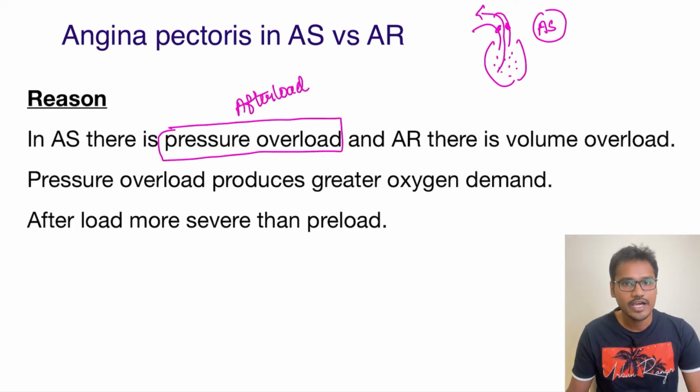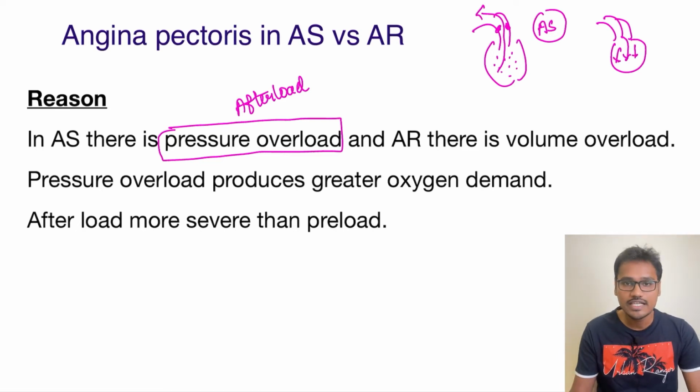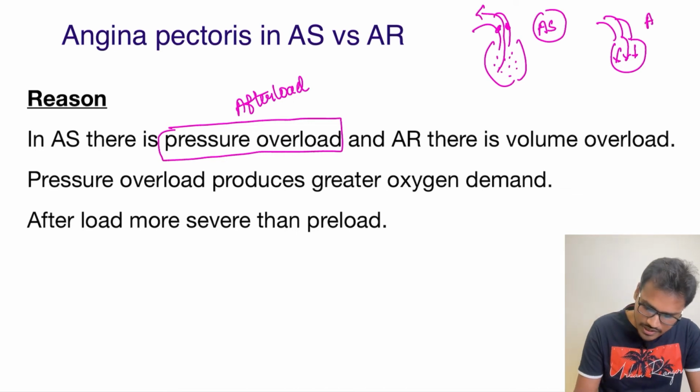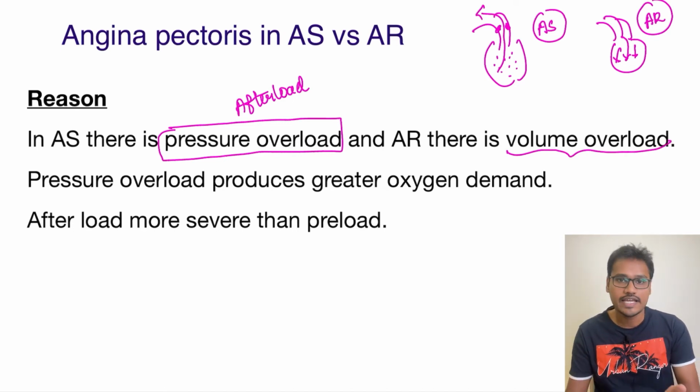Whereas in case of aortic regurgitation, what is happening? The valve is not functioning properly. The blood which is pumped out comes back into the left ventricle. And for the next contraction, there will be an increased volume. So aortic regurgitation is a form of volume overload. This volume overload is there before the second contraction, so it is also called a preload condition. So one is afterload, another one is preload.